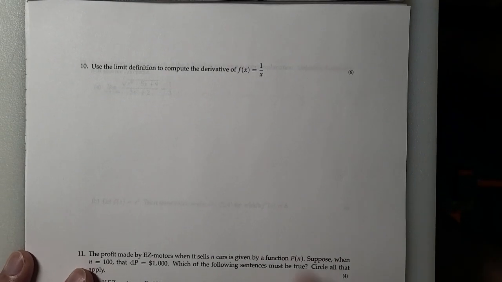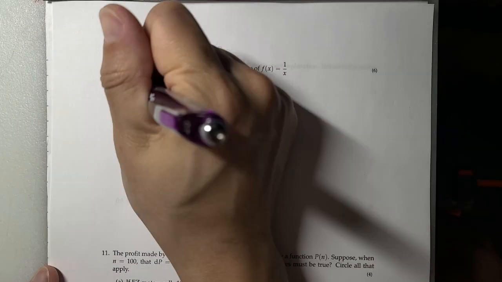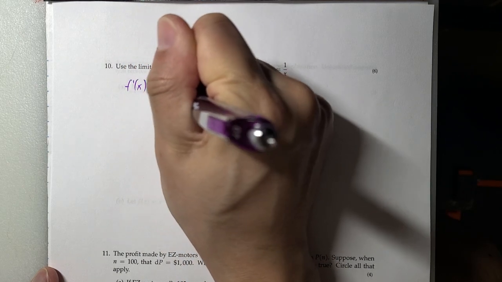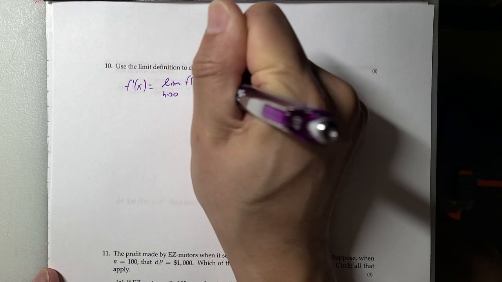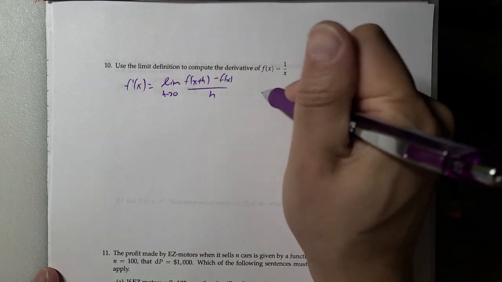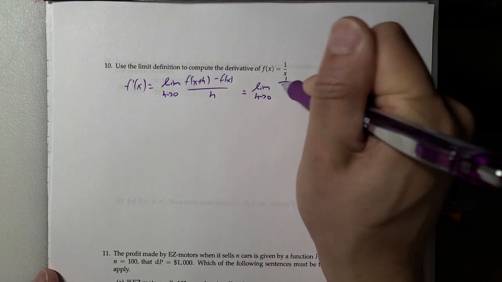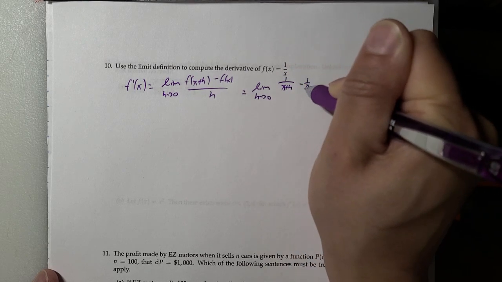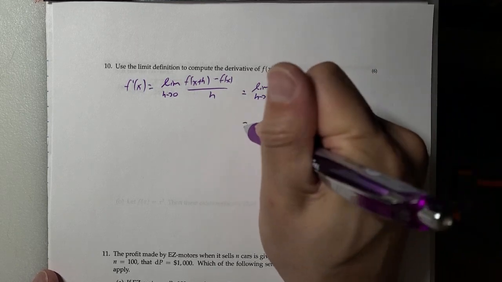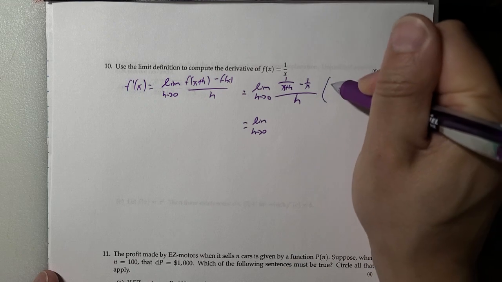Limit definition to calculate the derivative of 1 over x. I've done this many times, I feel like. Let's do it once more. f prime of x is the limit as h goes to 0. This is the limit definition: f of x plus h minus f of x over h. Okay, so that's just the limit as h goes to 0 of 1 over x plus h minus 1 over x, all over h. Okay, don't drop the limit sign. Limit as h goes to 0. Remember how we do this?